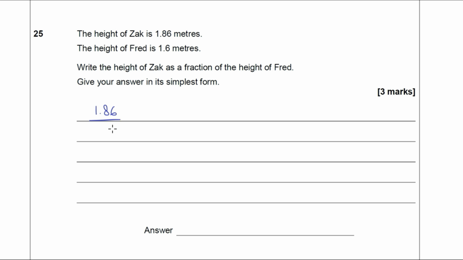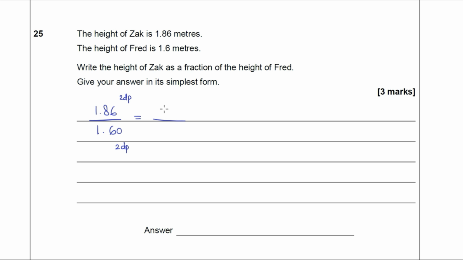1.86 compared to 1.6. This one is 2 decimal places, and this one is only 1 decimal place. So I want to make it into 2 decimal places as well by adding 0 here. And it doesn't change the value of this number, so it's fine. Now, how to make it into a simpler form? I would like to divide them by 2 first.